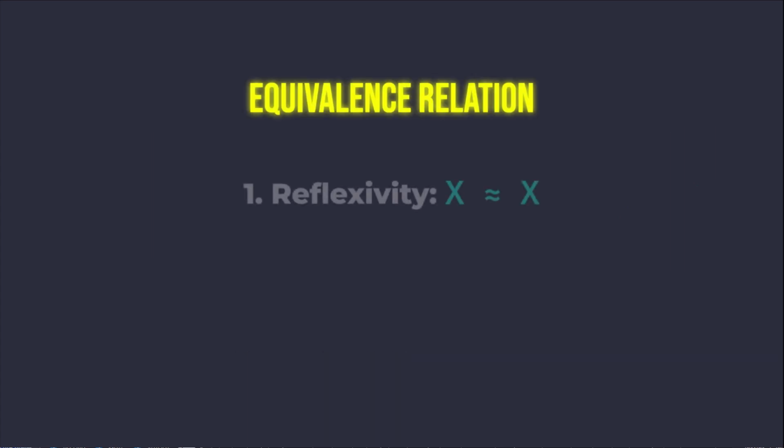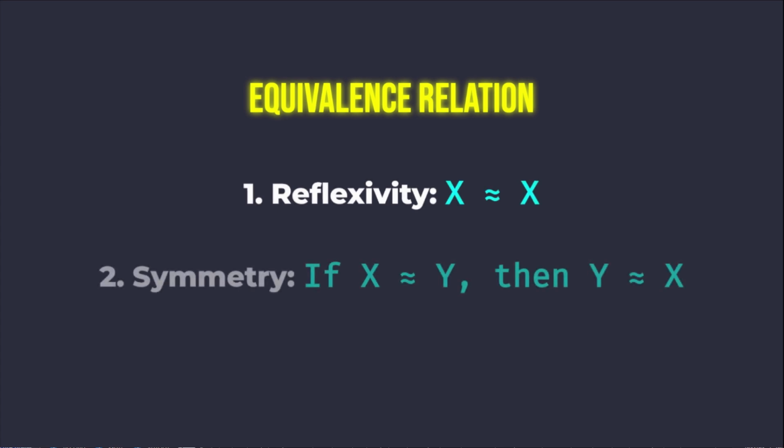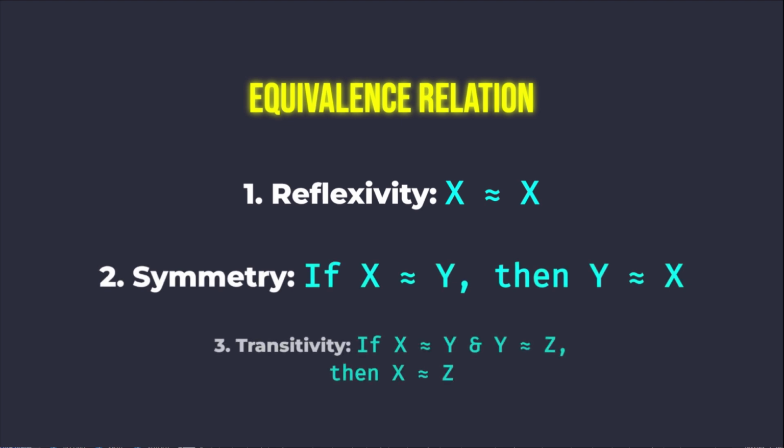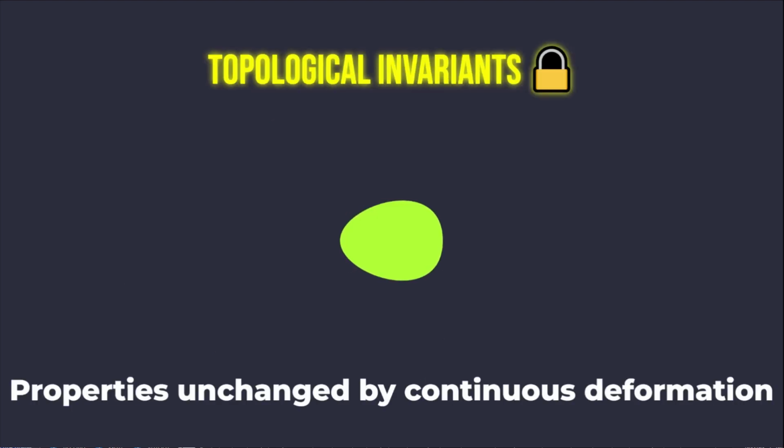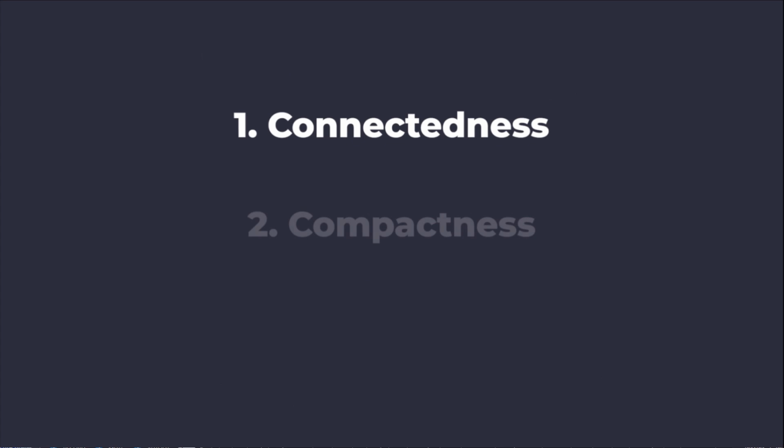If such a homeomorphism exists, the spaces x and y are topologically equivalent, denoted x is equivalent to y. This relationship satisfies reflexivity, symmetry, and transitivity, confirming its utility as a robust classification tool. To prove two spaces are not homeomorphic, topologists rely on topological invariants. These are properties of a space that remain absolutely unchanged under any continuous deformation. Primary invariants include connectedness, compactness, and dimension.